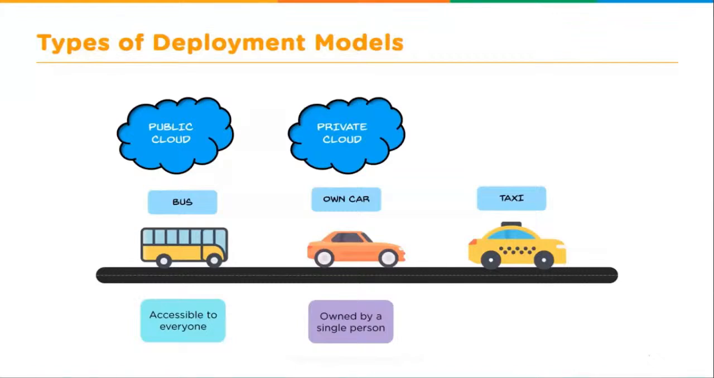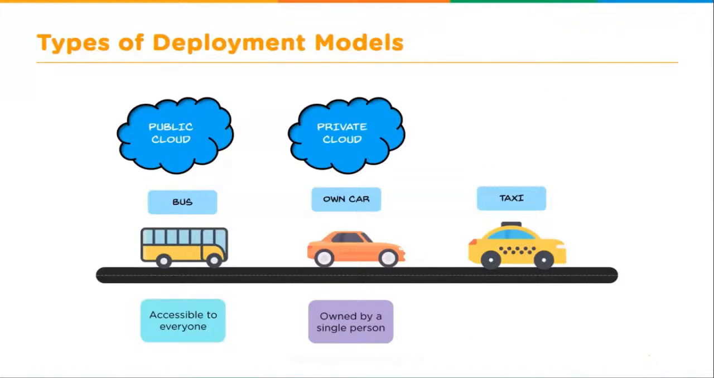On the other hand, private cloud is like buying your own car and using it for commuting. Here I pay a huge amount upfront, and it is all owned only by me. The cost is very high. When we talk about owning a private car, the cost is quite high here.